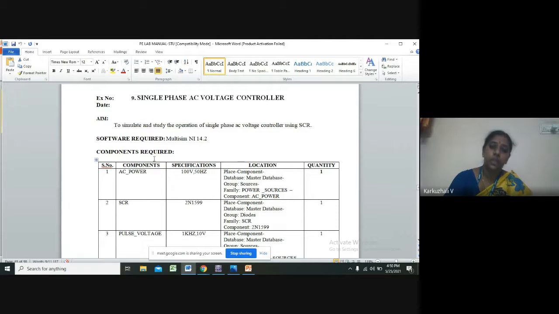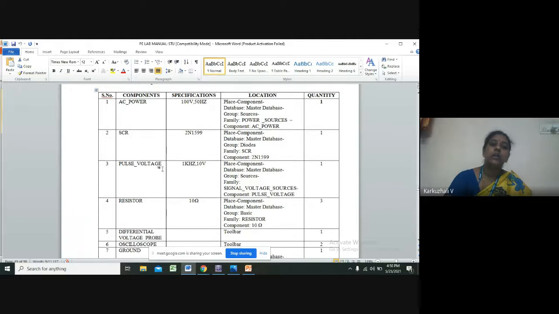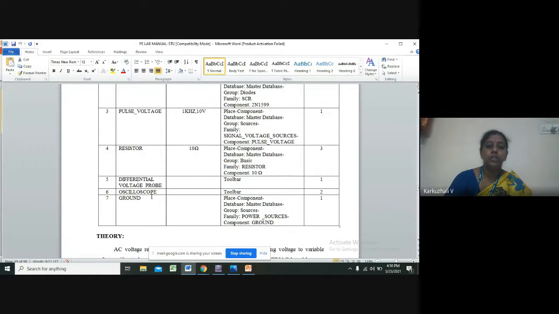The components that are required are AC power, which is the input, SCR, pulse voltage that will generate the pulses, resistor which will act as the load, a voltage probe to find out the voltage, an oscilloscope to view the waveforms, and a ground.